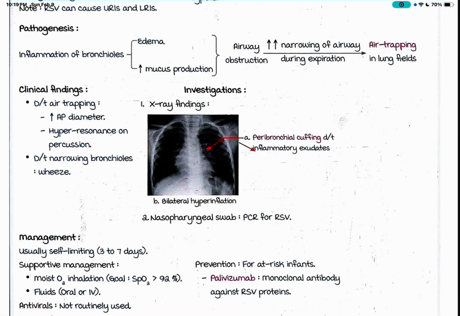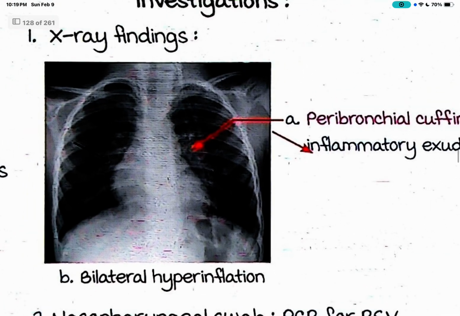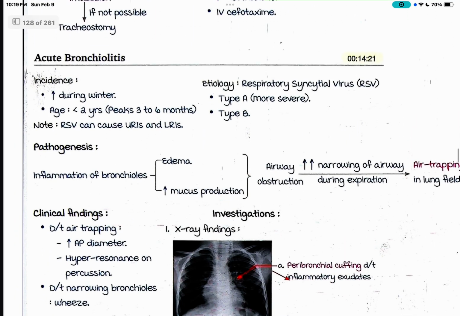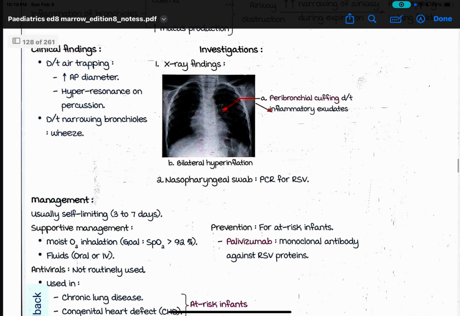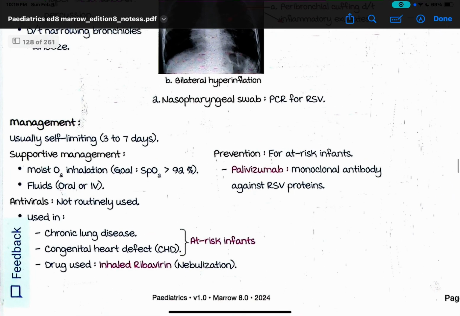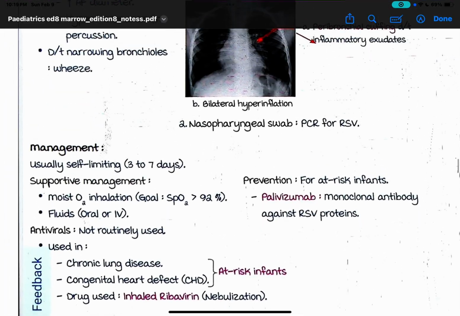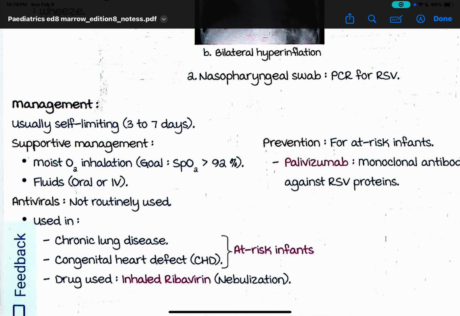Investigation, X-ray findings: peribronchial cuffing due to inflammatory exudates in acute bronchiolitis, and there is also bilateral hyperinflation. Nasopharyngeal swab, you do PCR for respiratory syncytial virus. Management: usually self-limiting, 3 to 7 days.